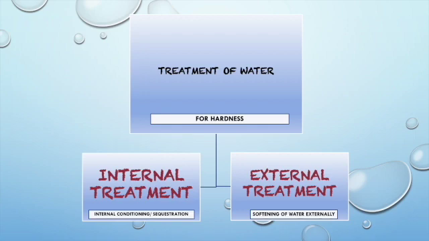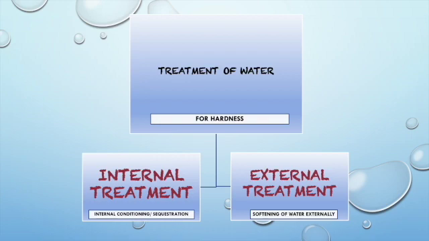Now, as the name suggests, external treatment implies the treatment of the water which is done externally before feeding it into the boiler. Before putting the water in the boiler, we have to treat it first. We have to remove the hardness from that water, and then only it can be used in the boiler. When the treatment is done outside the boiler, that type of treatment is called external treatment. We do it by softening of water externally, either by zeolite process or ion exchange process, or let's say lime soda process.